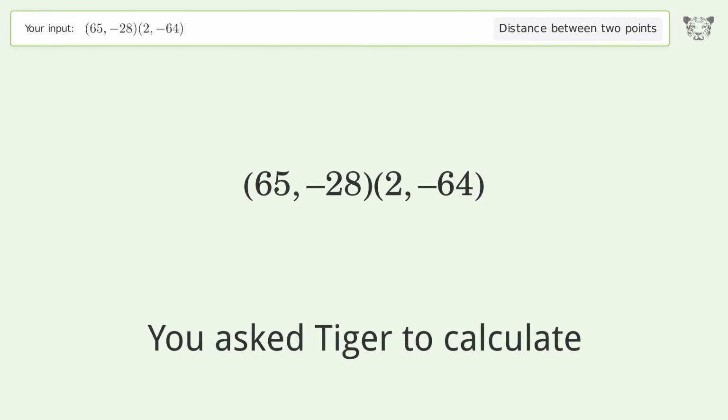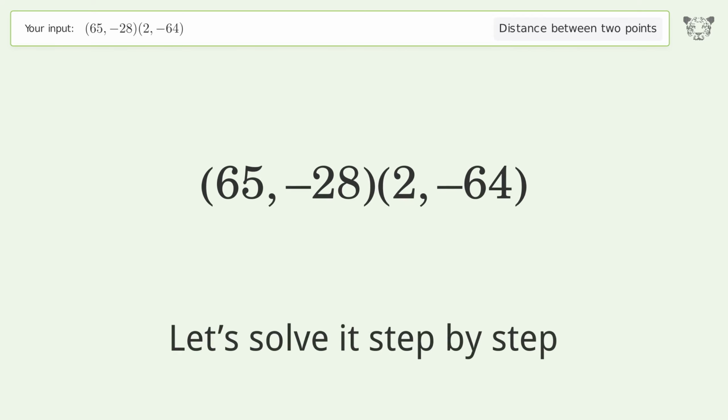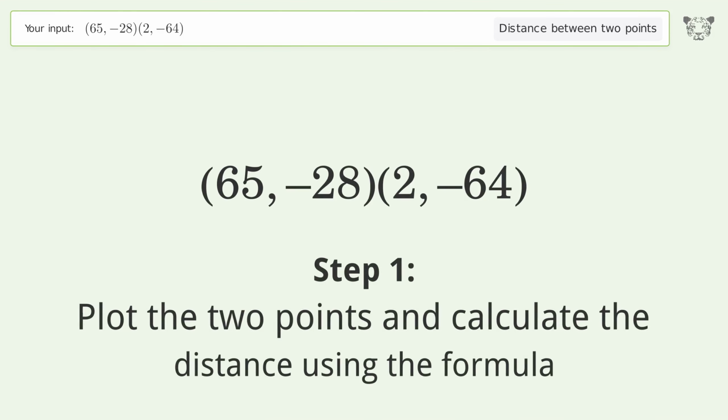You ask Tiger to calculate. This deals with the distance between 2 points. The distance between the 2 points is the square root of 5,265, or 72.56. Let's solve it step by step. Plot the 2 points and calculate the distance using the formula.